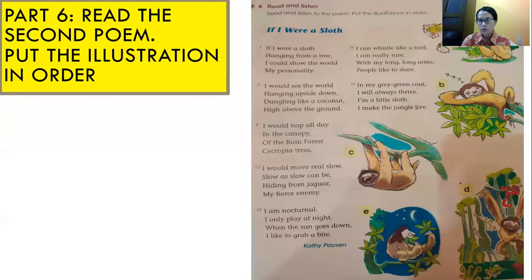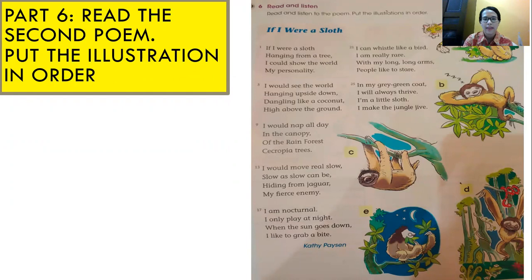Okay, now we go to the second poem, "If I Were a Sloth." It has around 25 lines, and then you have 5 pictures to be put in the correct order. Before that, let's read the second poem.